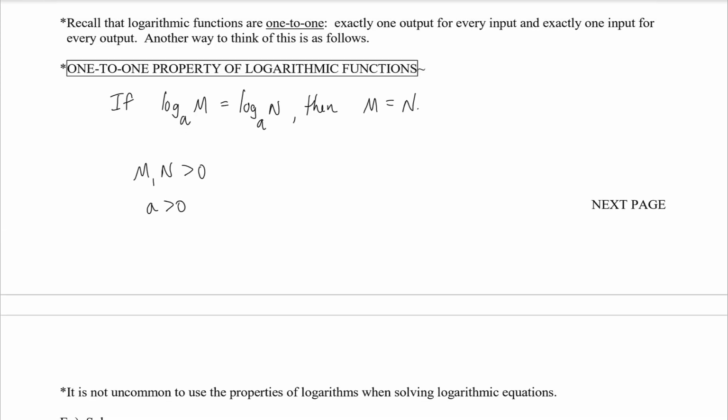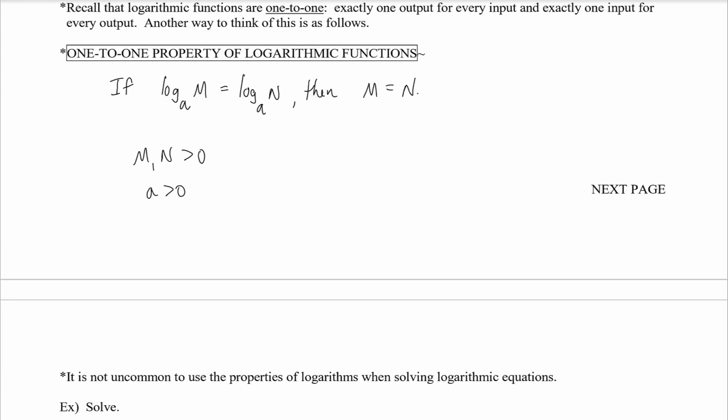By the way, if you're curious why it's called the one-to-one property, it just goes back to the graph of a log, right? So let's say you've got a log. Let's say this is y equals log base a of x. It's just simply saying that when you plug in an x value, there's only one possible output because log functions are one-to-one. For every x, there's only one output. And for every output, there's only one input, right? It's a monogamous relationship.